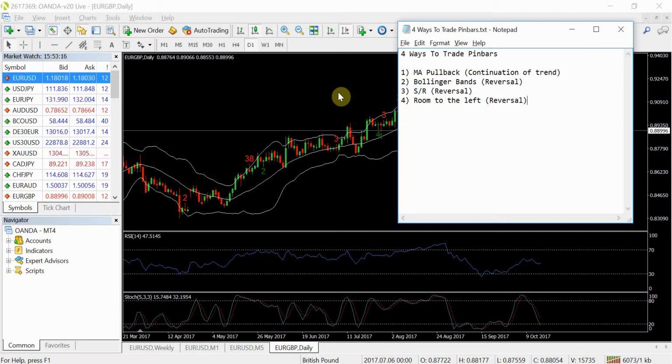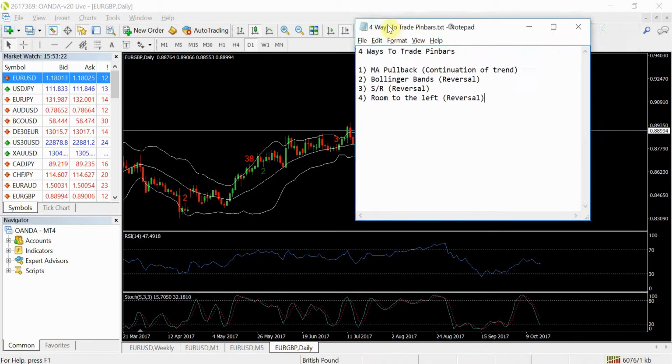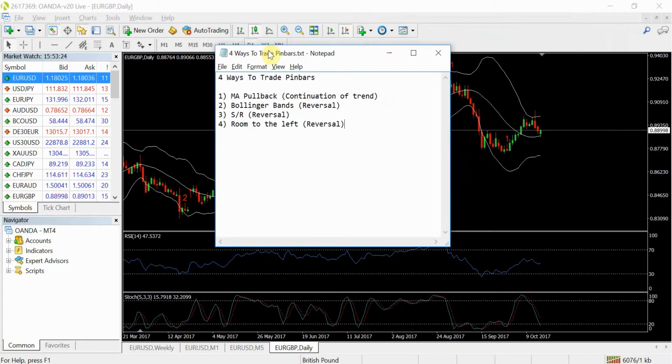In today's video I'm going to show you 4 different ways that you can trade pin bars using the price action indicator that I've created. On my screen is this notepad file, where I'm going to talk about 4 different ways to trade pin bars. Normally pin bars are used as a reversal signal. So as you can see, 3 out of the 4 are reversal signals, but one of them is actually a continuation of the trend.